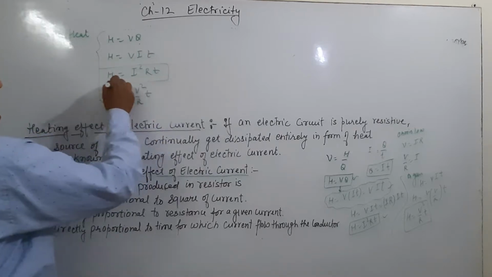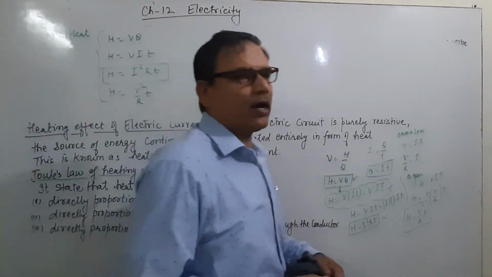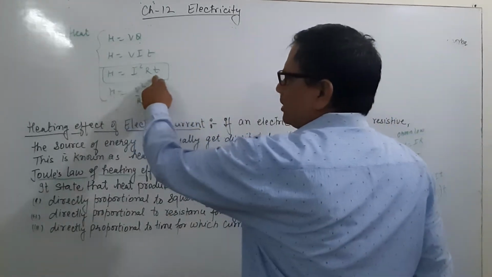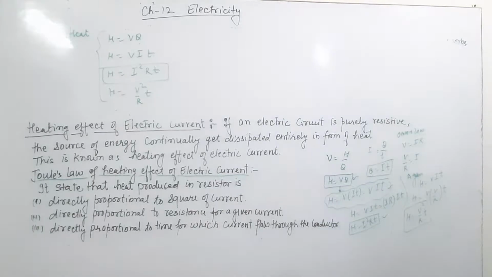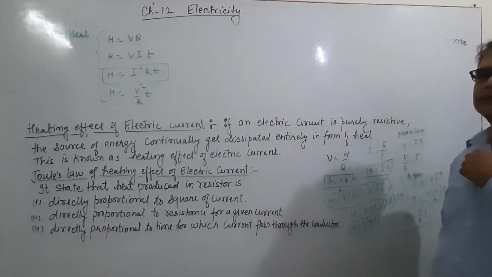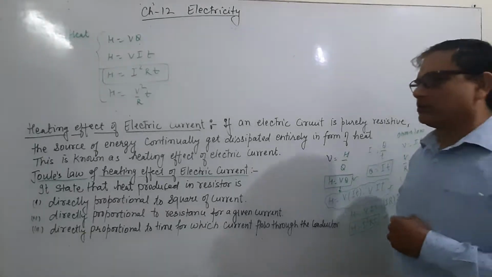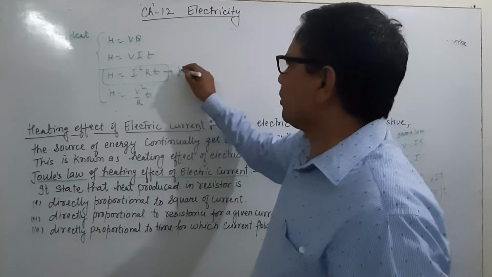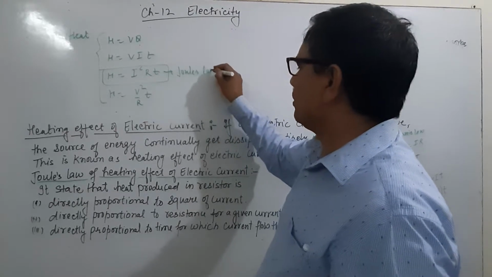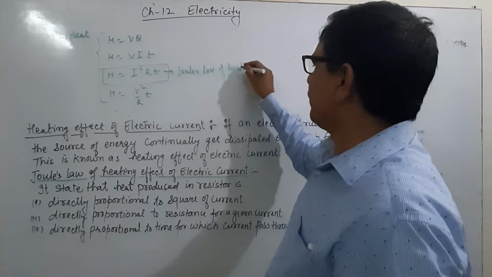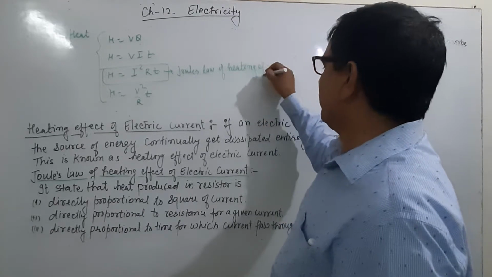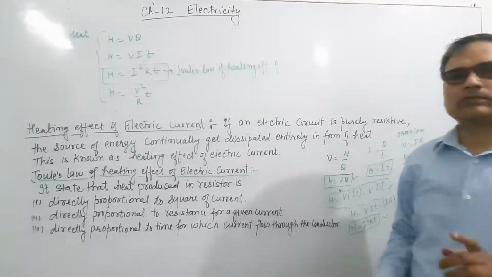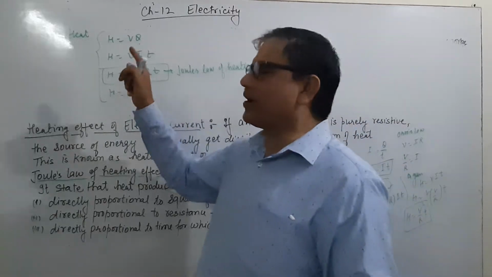But this, H is equal to I square RT, is known as Joule's law of heating effect. This is the Joule's law of heating effect of electric current. What is Joule's law of heating effect of current saying?